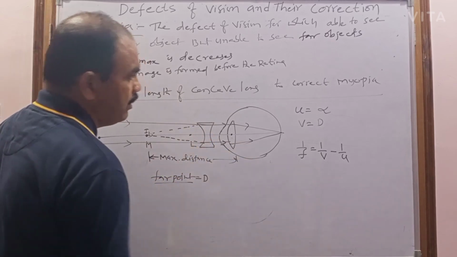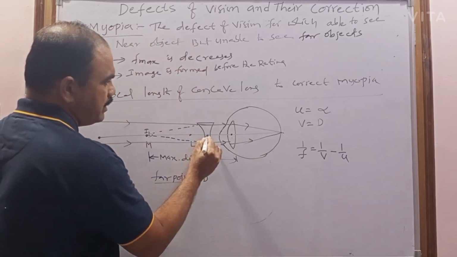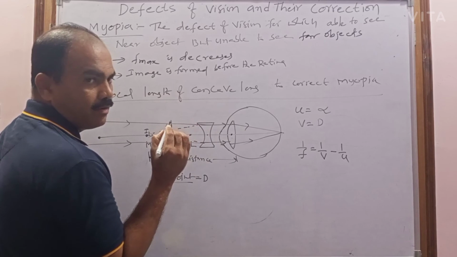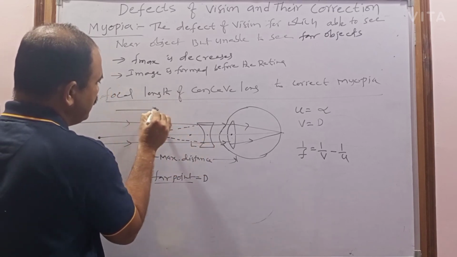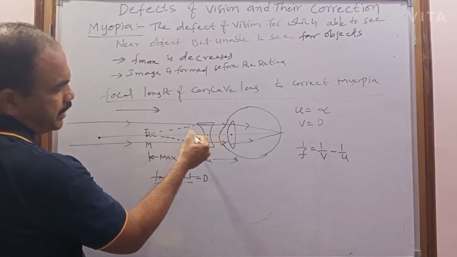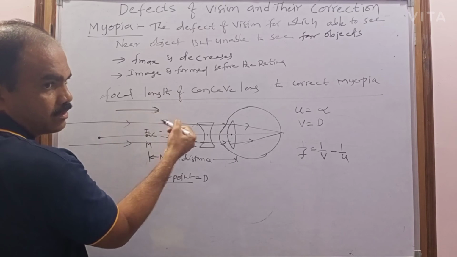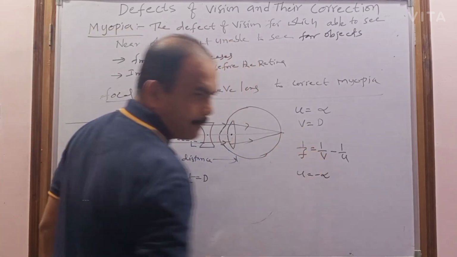So that's why, when we use this formula after applying the sign convention, all the distances are measured from where? The optic center of this concave lens. So this is the direction of the incident ray. But where is the object? At infinity. To measure the object distance, in which direction are you moving? The opposite direction. That's why u is also minus infinity.